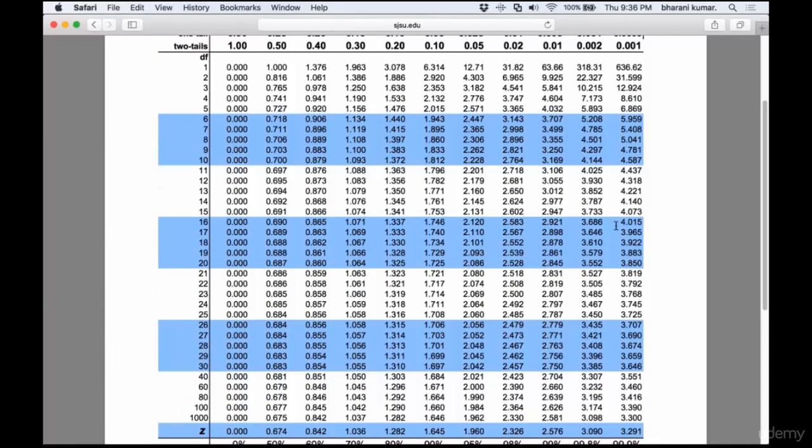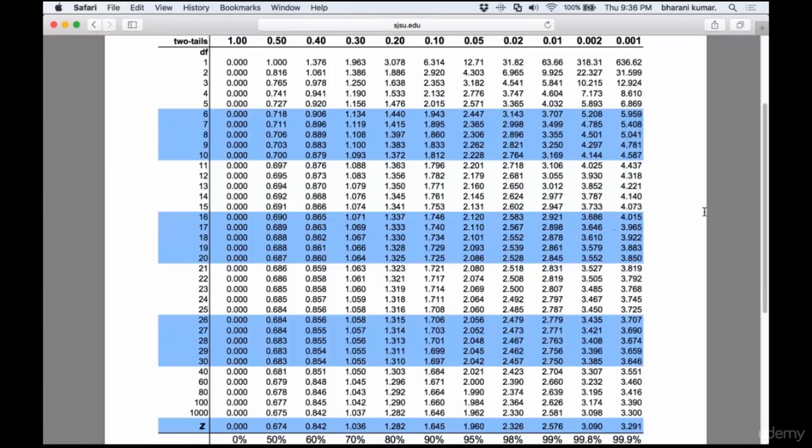I'll choose a red color which is prominent. So we need to solve t 1 minus alpha, n minus 1, which is t 95% and 139, right? N minus 1. Now 95% is given here towards the bottom of the screen. Degrees of freedom is given here. Degrees of freedom is 139, but we have 100, post which we directly have 1000.